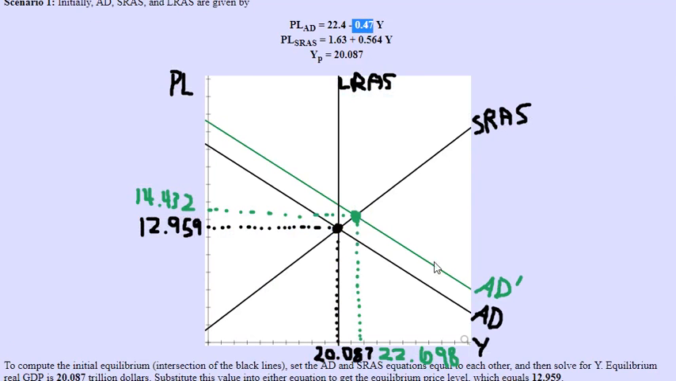So we have this new aggregate demand line. This increase in wealth that pushes aggregate demand out to AD prime puts us in an inflationary gap. GDP at the intersection of this new aggregate demand equation and the original short run aggregate supply curve is 22.698. When we plug this value into the new aggregate demand equation or the original short run aggregate supply curve, we get 14.432 either way.